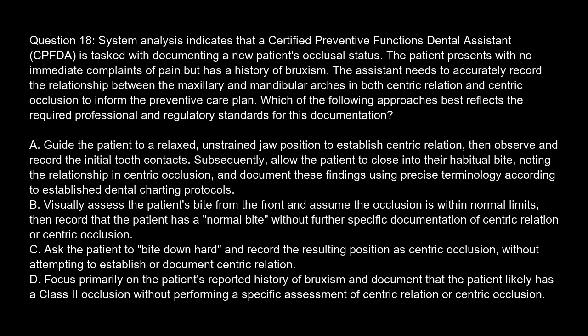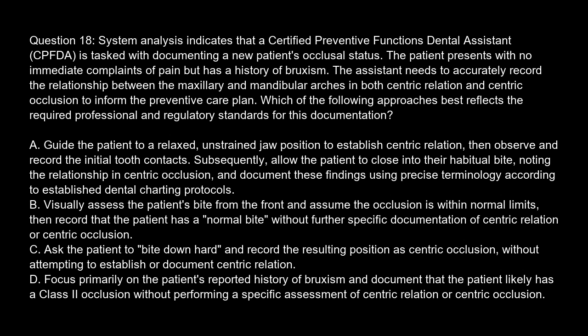Option A. Guide the patient to a relaxed, unstrained jaw position to establish centric relation, then observe and record the initial tooth contacts. Subsequently, allow the patient to close into their habitual bite, noting the relationship in centric occlusion, and document these findings using precise terminology according to established dental charting protocols.